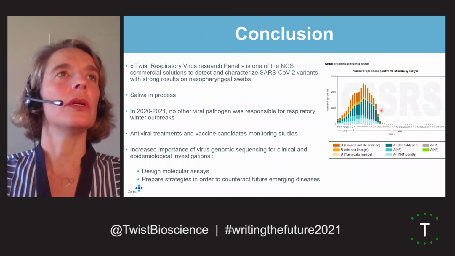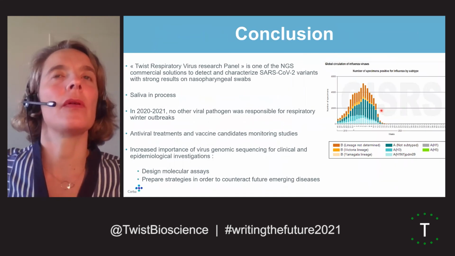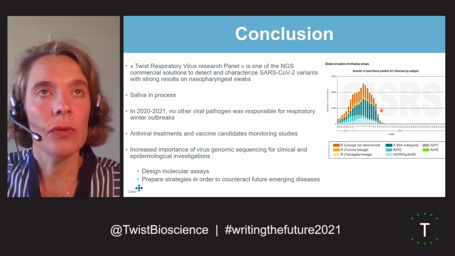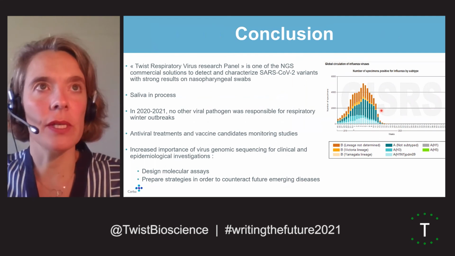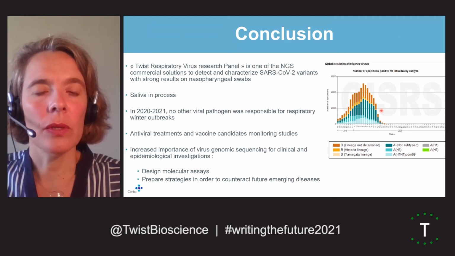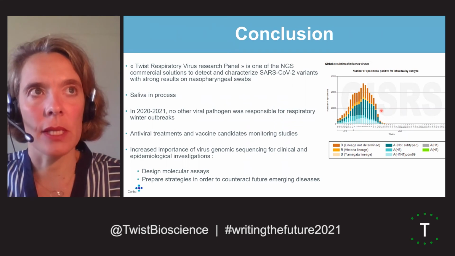To conclude, Twist Respiratory Virus Research Panel is one of the next generation sequencing commercial solutions to detect and characterize SARS-CoV-2 variants with strong results on nasopharyngeal swabs. We want to try to sequence with another specimen, saliva, and it is yet in process.